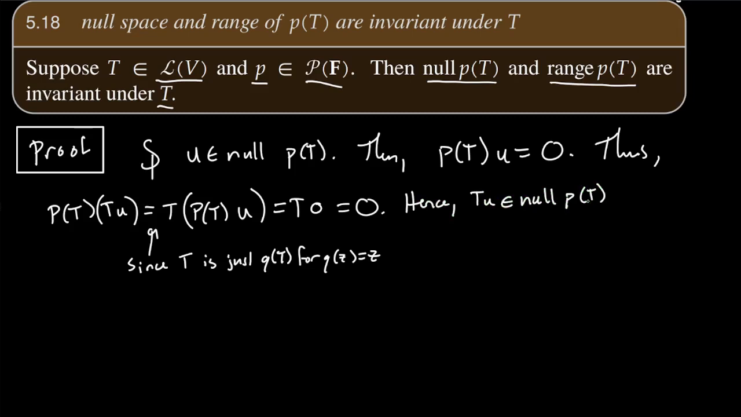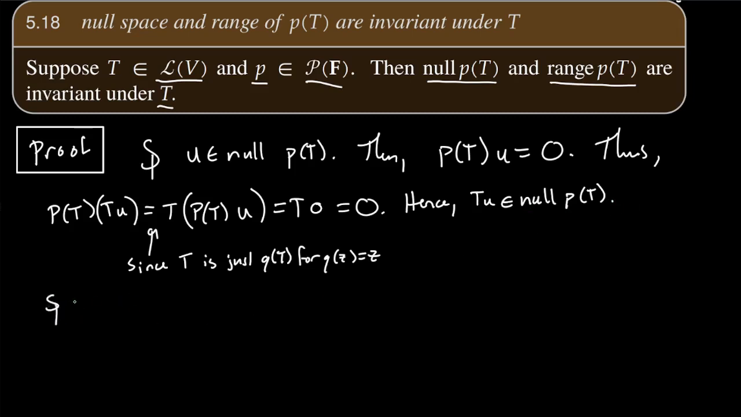Check it out. We said that if u is in the null space of p of t, then if you apply t, you get back something that's still in the null space. That is, t sends u's in the null space of p of t to tu's that are still in the null space.